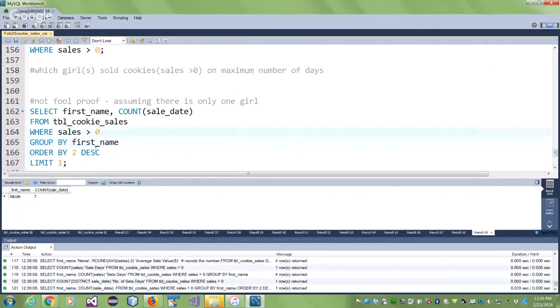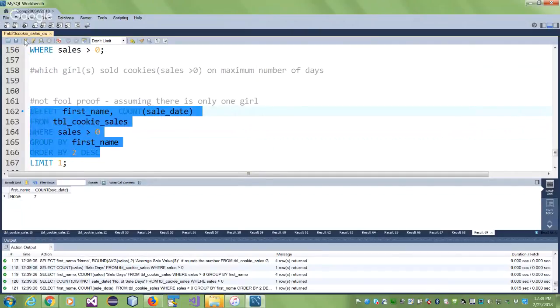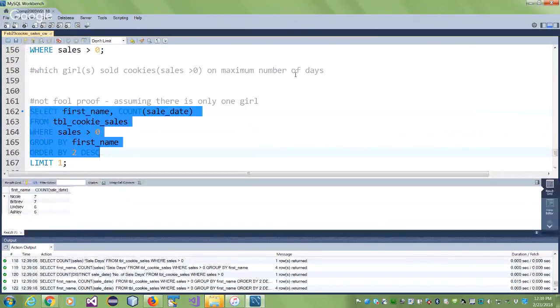Okay, so let me now only run this. And we've seen this before. I'm not doing anything different. I'm selecting the first name of the person and I'm counting how many days she made a sale. That's all I'm doing. So it shows me Nicole made a sale on 7 days, Brittany on 7, Lindsay on 7, and Ashley on 6. There are only 4 girls here. So it's not so tough to look at the table.